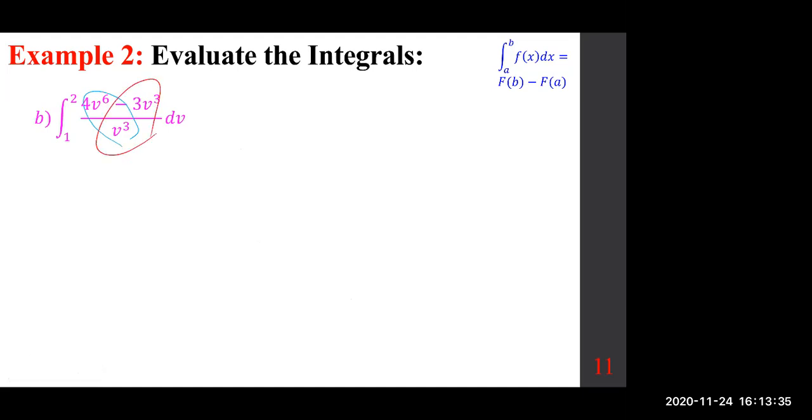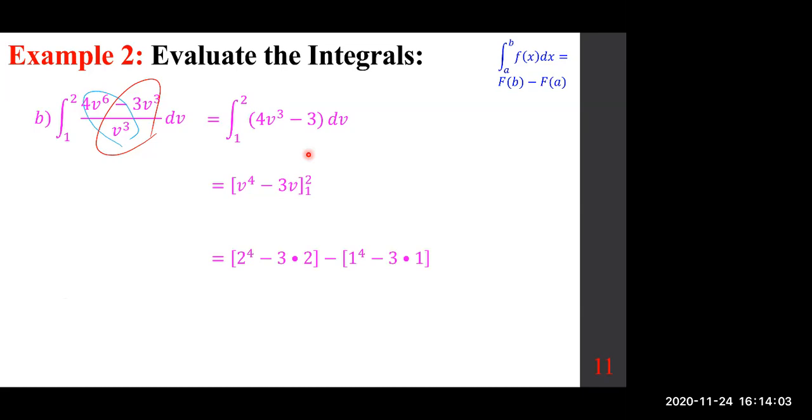This is the second one, minus 3. So that's the first step. And now it's simple. 4v cubed gives us v to the power of 4, minus 3 gives us minus 3v, and evaluation from 1 to 2, class, that becomes a simple algebra. I hope everybody is comfortable with that. So plug in 2, plug in 1.